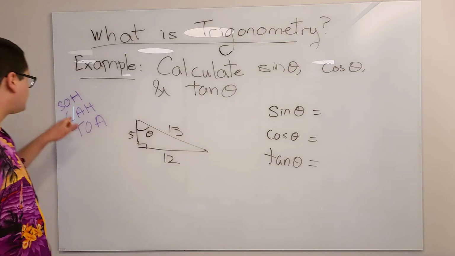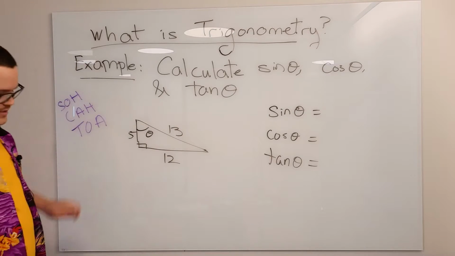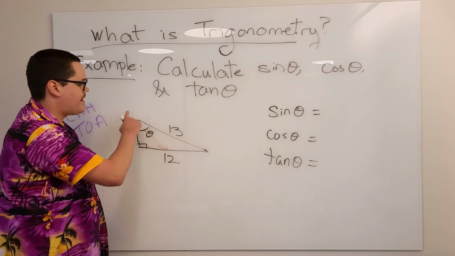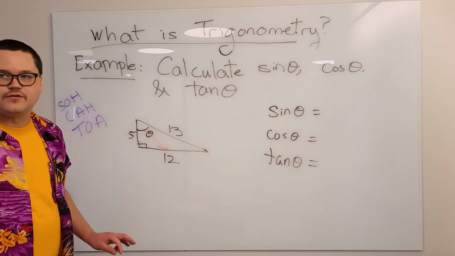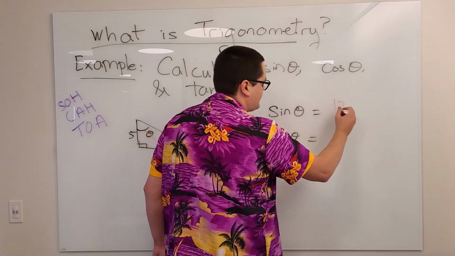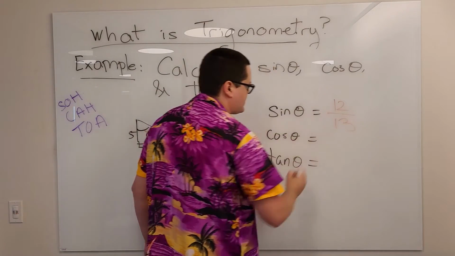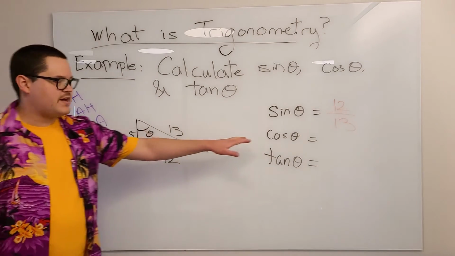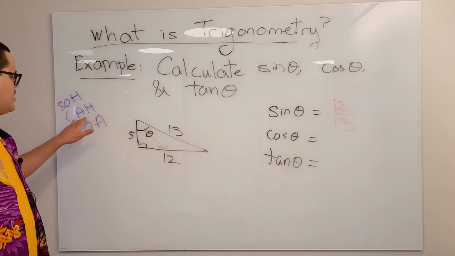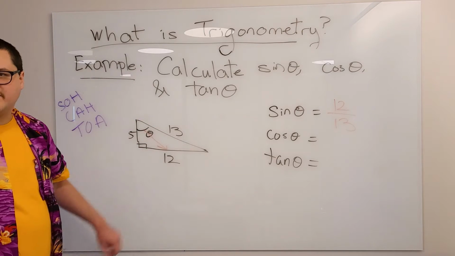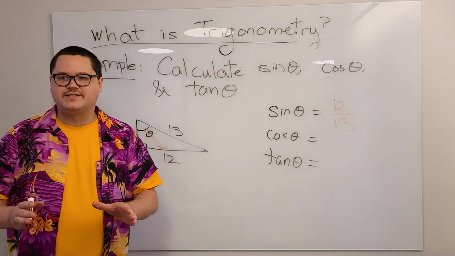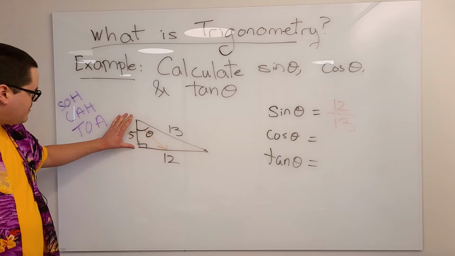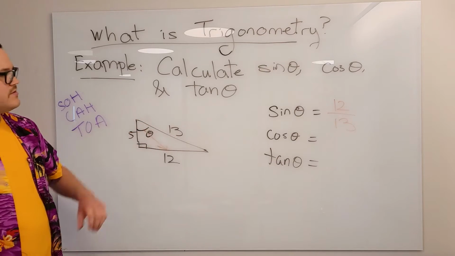Okay, sine. So, opposite over hypotenuse. Opposite angle theta is 12. Hypotenuse, longest side, 13. So this is 12 over 13. Okay. Cosine. Adjacent over hypotenuse. What's adjacent? Fancy word for next to. So 5 is the side next to the angle theta, and the hypotenuse is 13.